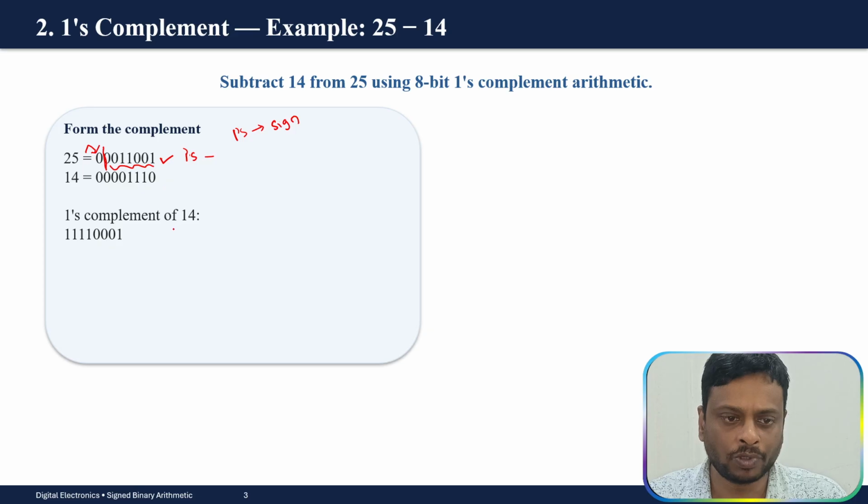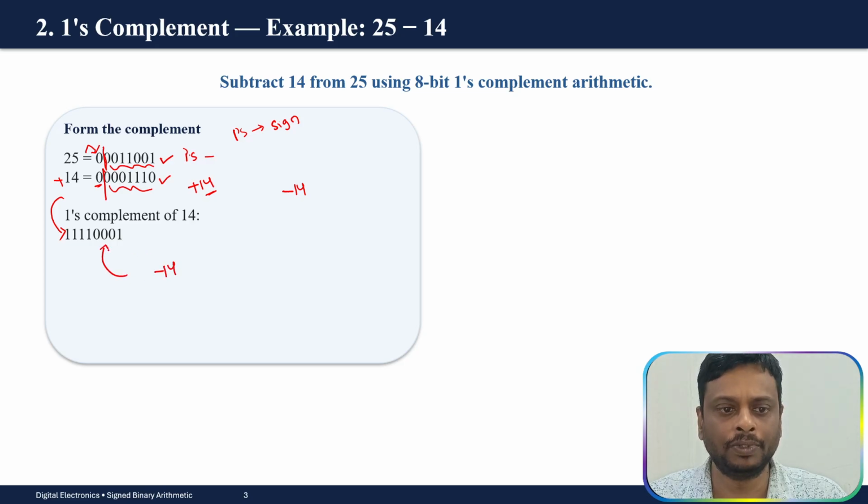Similarly, to find the 1's complement of minus 14, you need to find the 1's complement or sign magnitude form of plus 14. For the positive number, 1110 is the magnitude and this is the sign bit. So this is plus 14 in 1's complement form. Then you take the 1's complement of the corresponding positive number, and that will be negative 14 in 1's complement form.